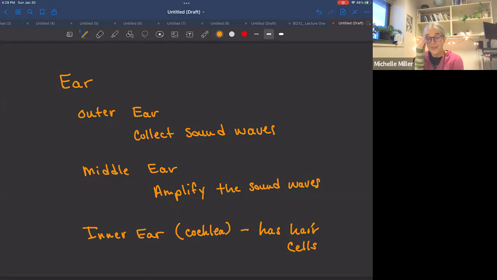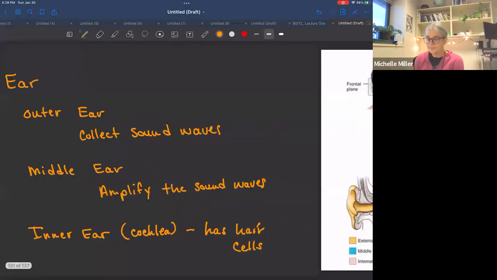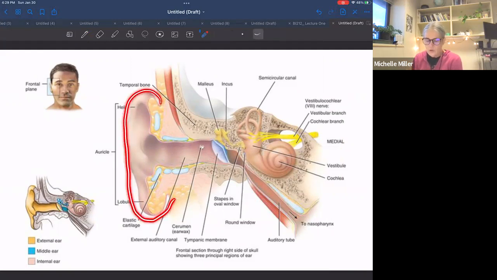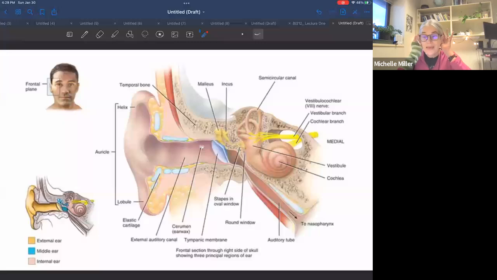Okay, so let's look at the different parts of your ear. This would be considered the outer ear right here. You could capture more sound waves by making your ear bigger, right? So you can hear better. That is just capturing those sound waves so that you can hear more of them. And then they are transmitted into what is called the auditory canal.